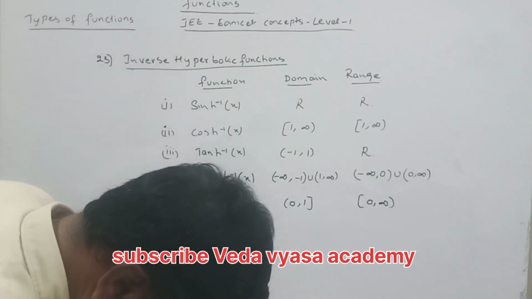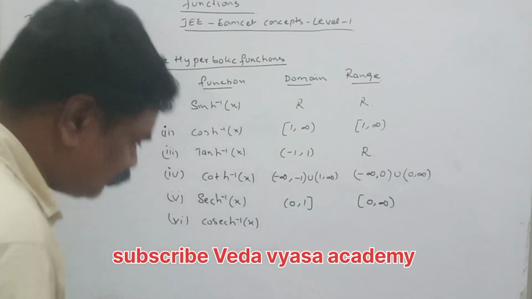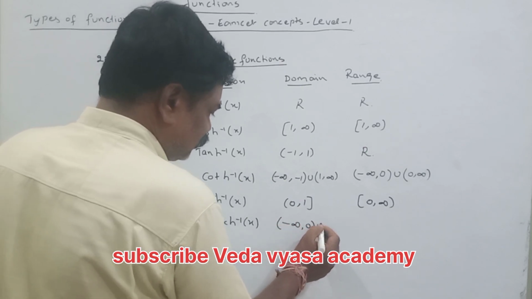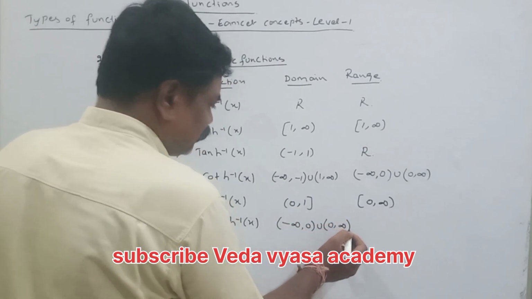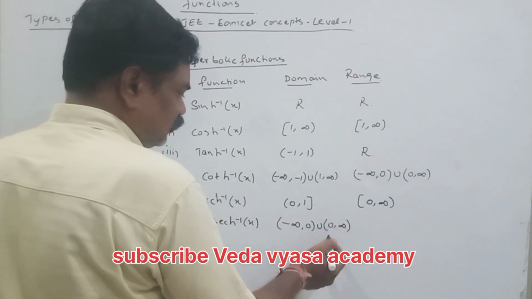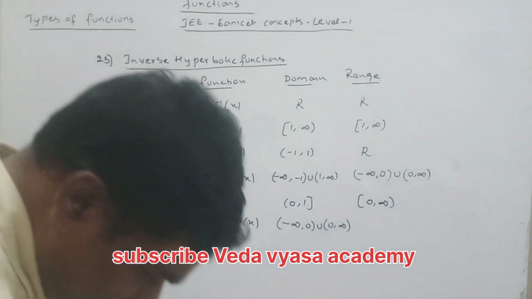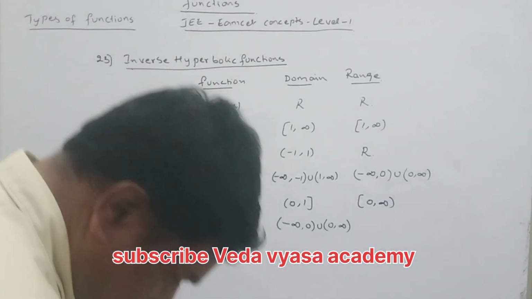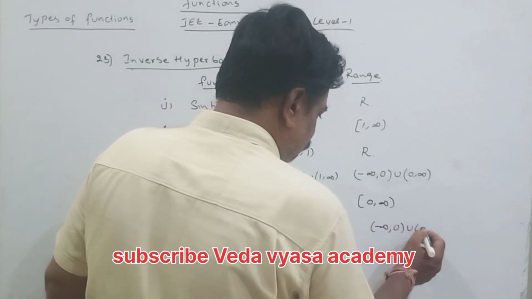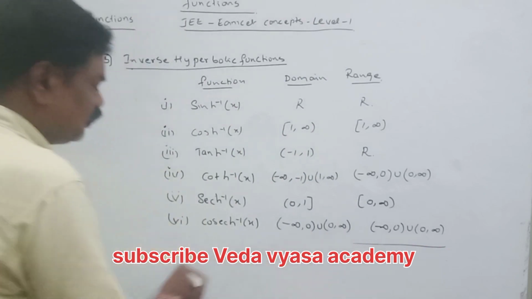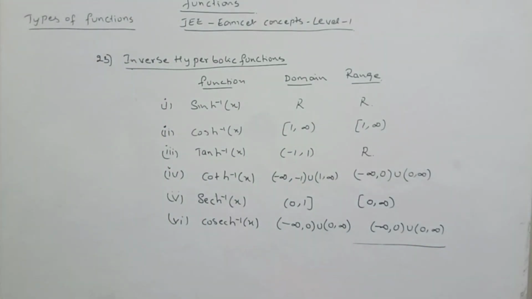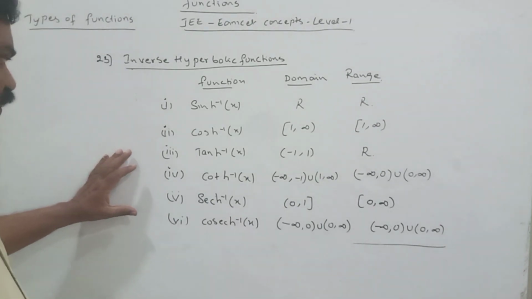csch inverse of x. The domain is minus infinity to 0, union 0 to plus infinity. And this range is also minus infinity to 0 and union 0 to infinity. These are the inverse hyperbolic functions and their domains and ranges.